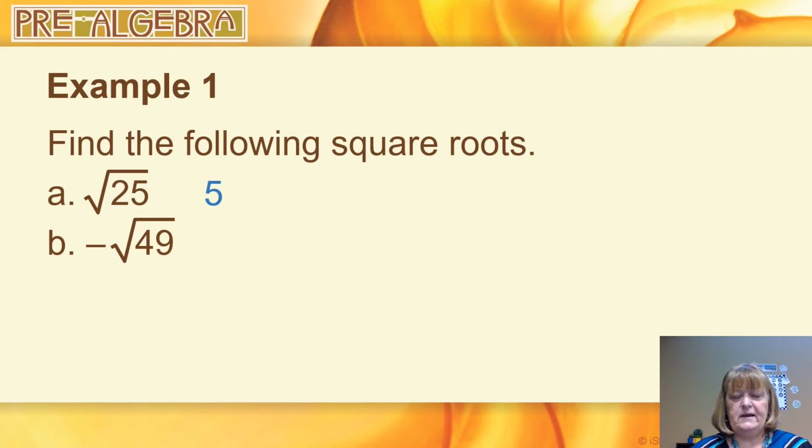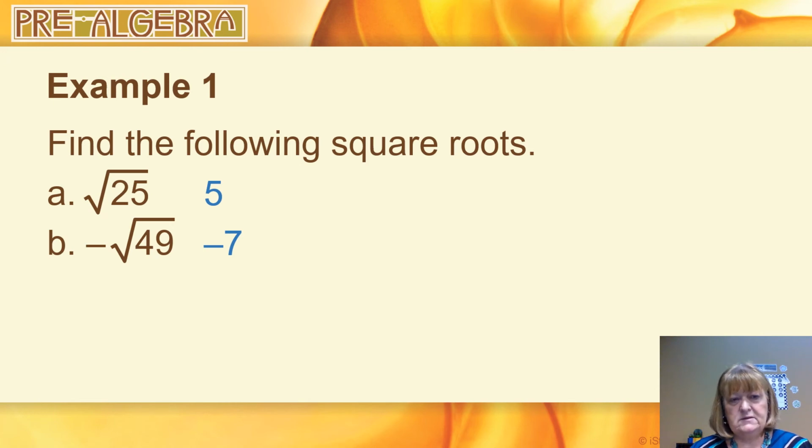Now let's look at letter B. Notice that the 49 is under the radical, and we're asking for the negative square root. In letter A, we asked for the principal square root, the positive square root. The answer here is -7, because the negative sign on the outside is asking you for the negative square root of 49. Now, remember this. With a radical sign, the radicand can never, ever be negative. If the number underneath the radical is negative, then your answer is no real solution. There's no solution for that.